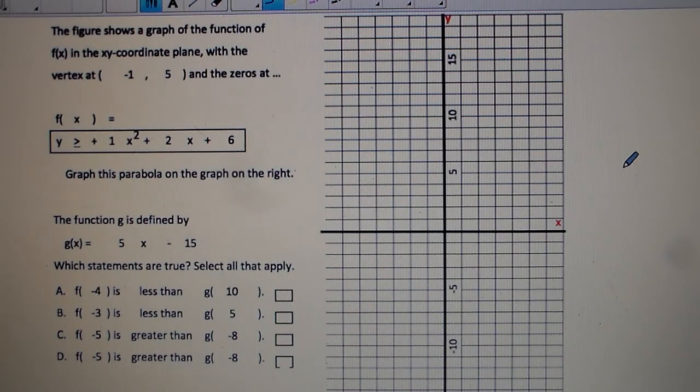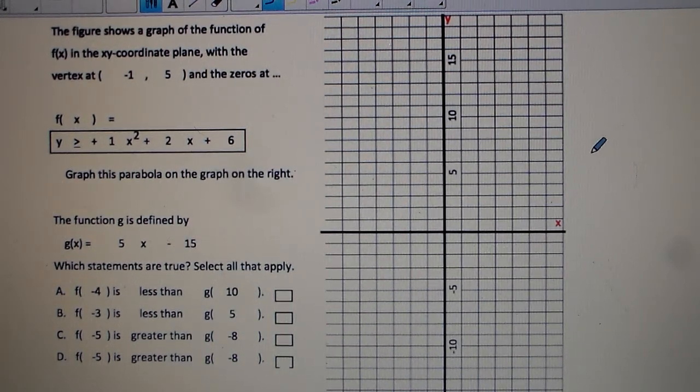So we first got to graph both of these functions on the graph. The one vertex is at negative 1, 5. So we go 1 to the left, 5 up. Let me plot that point. Now we got to graph this function, 1x squared plus 2x plus 6.